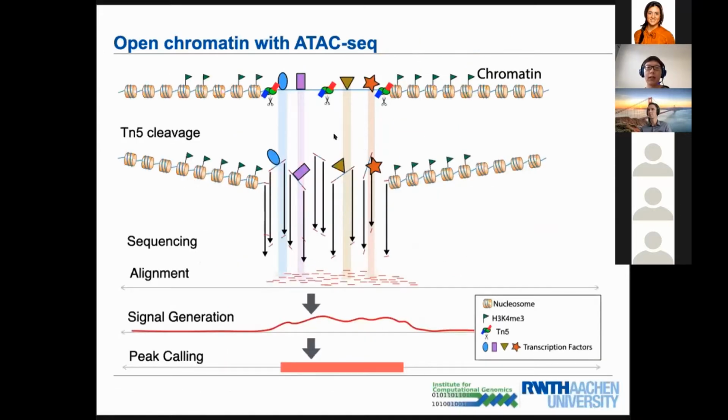This is how ATAC-seq works. Basically, ATAC-seq uses a hyperactive transposase called Tn5 to simultaneously cleave double-strand DNA and insert sequencing adapters. Then those DNA fragments are purified, PCR amplified, and sequenced. After alignment, a signal will be generated and the accessible chromatin regions will be defined by peak calling.